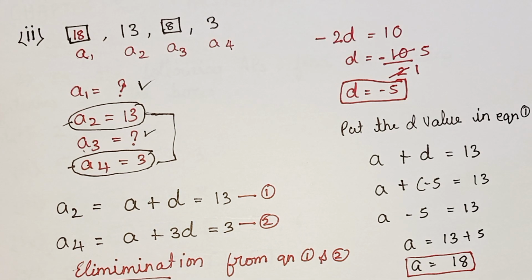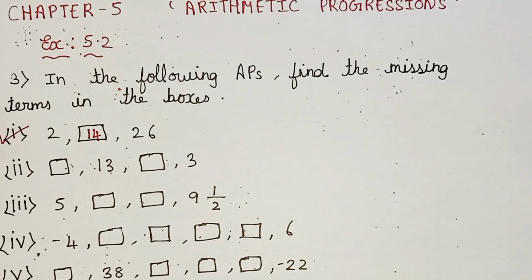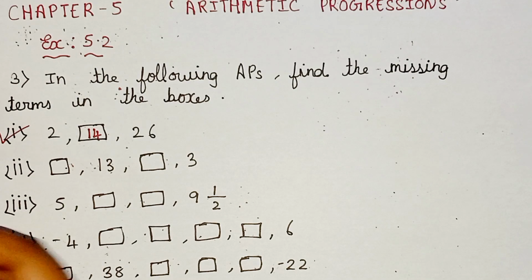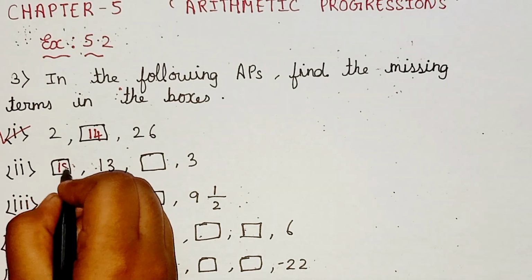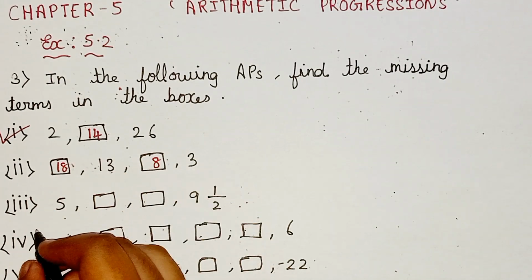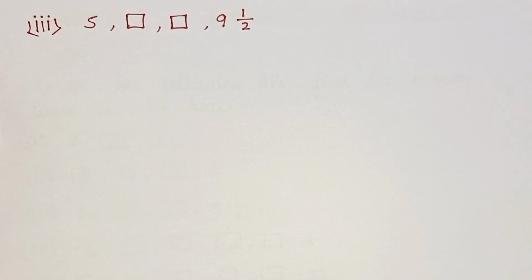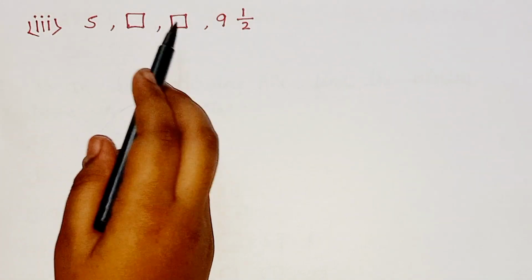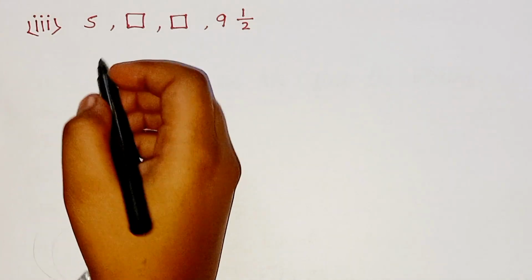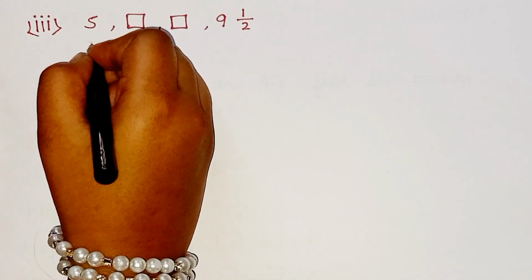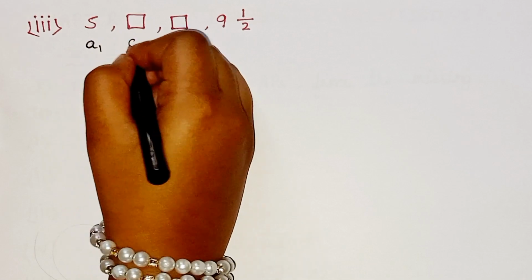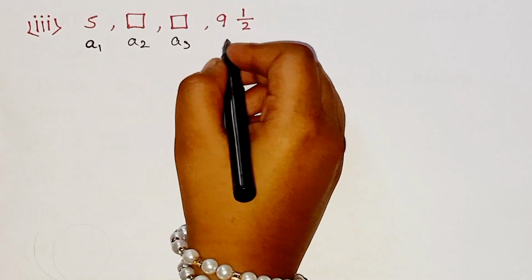Okay, so finally we solved the second subdivision. So I got it as 18 and here it is 8. So now let us solve the third subdivision. Alright guys, so this is the third subdivision. Okay, so in this third subdivision we have to find two terms here. So this is going to be our a1 and a2, a3 and a4.